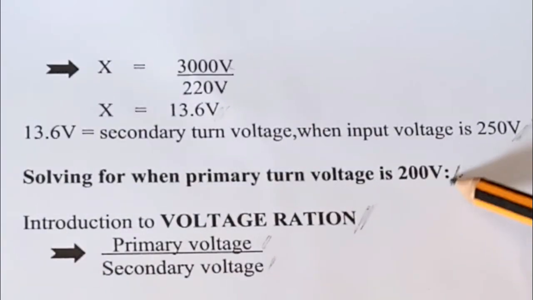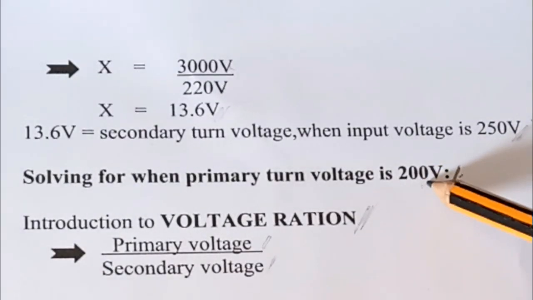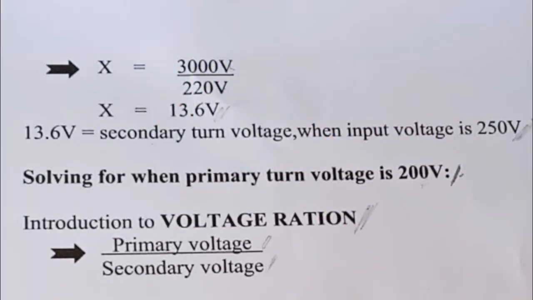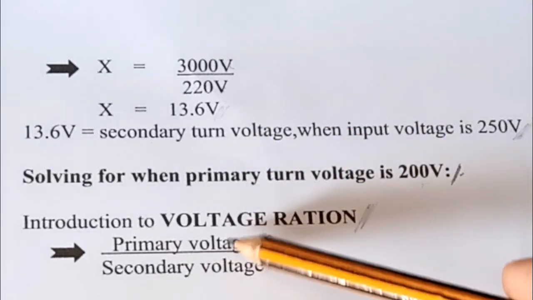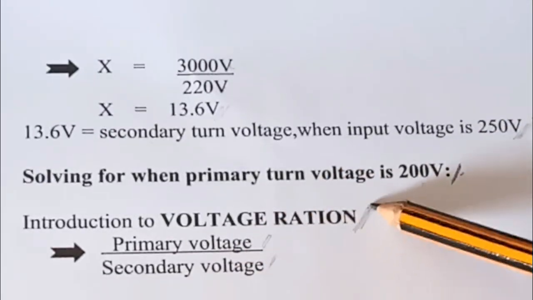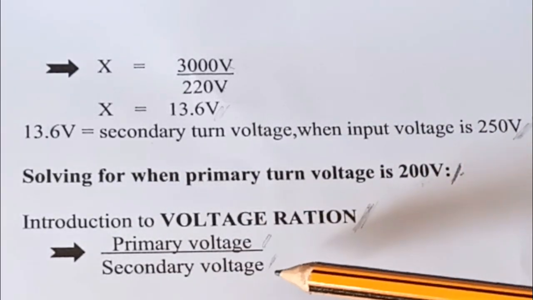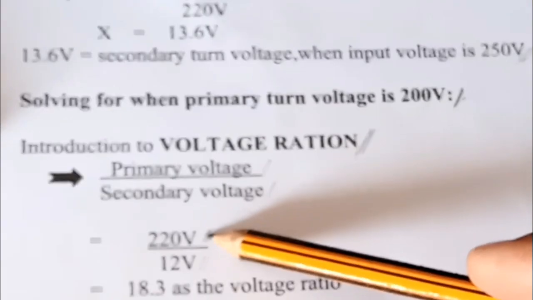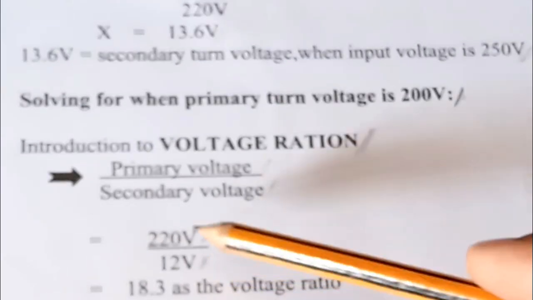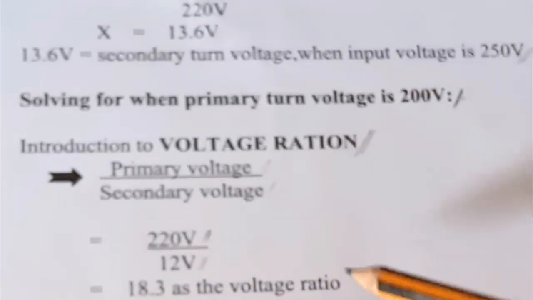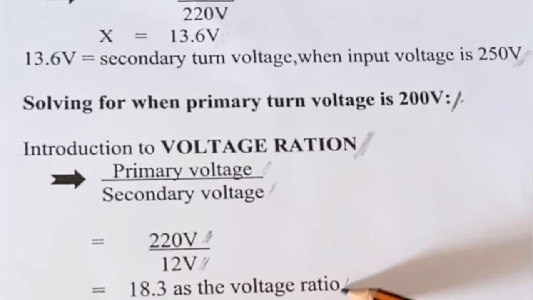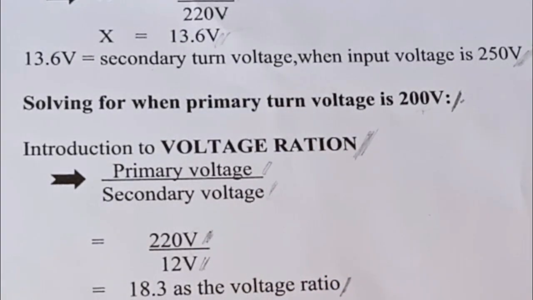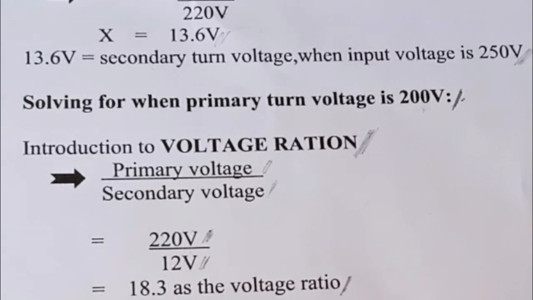Now, if you try solving for when the primary voltage is 200 volts, we will do the same thing. Instead of doing this long mathematics, we can easily get the ratio of change in voltage from the primary turn to the secondary turn of the transformer, and that is gotten by simply dividing the primary voltage by the secondary voltage. For the transformer that I'm using, I have 220 as my primary voltage and 12 volts as my secondary voltage. When I compute it, 220 divided by 12 volts gives me 18.33. And now, 18.33 is what we call the voltage ratio for this transformer.